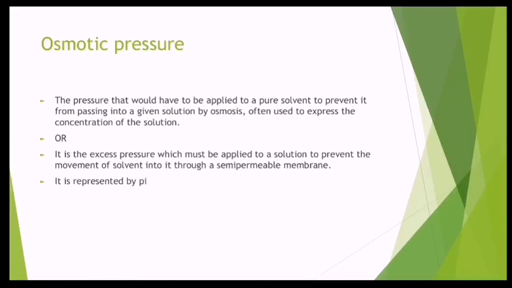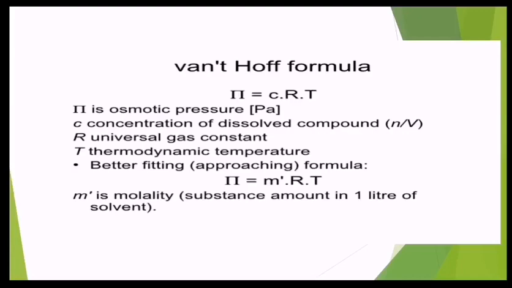Now the osmotic pressure. Osmotic pressure is the pressure that would have to be applied to a pure solvent to prevent it from passing into a given solution by osmosis, often used to express the concentration of the solution. It is the excess pressure which must be applied to a solution to prevent the movement of solvent into it through a semi-permeable membrane. It is represented by pi, read as pi. Clear? There is a mathematical formula.